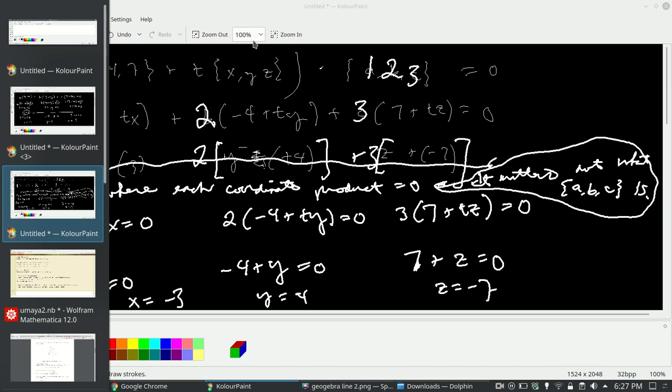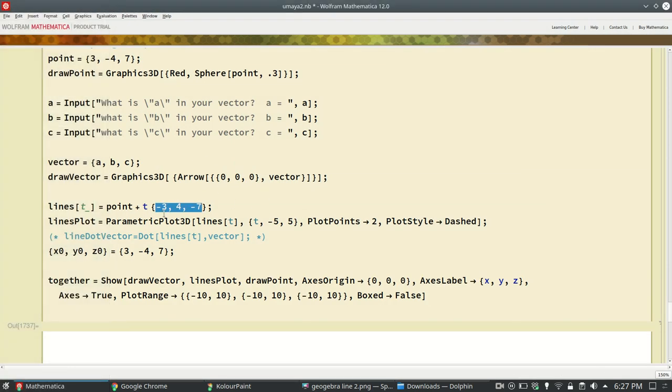So here it is. Here's me using it. So this is negative 3, 4, negative 7. And multiplying it by any real number t, and adding it to the point that they specified, makes this equation general for any point on the line, meaning it defines the line.